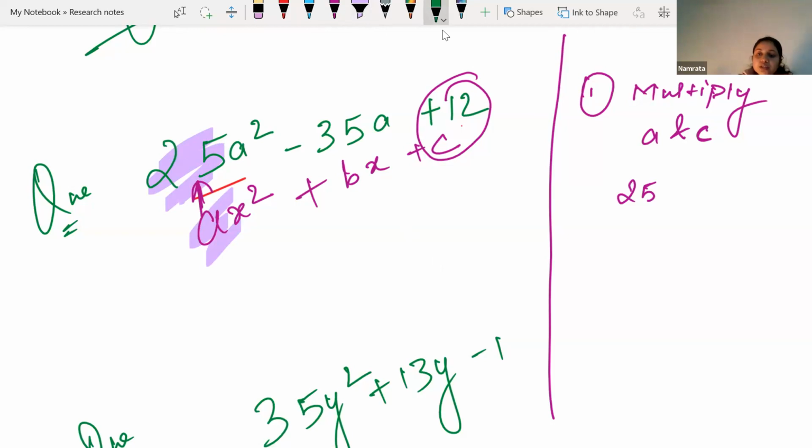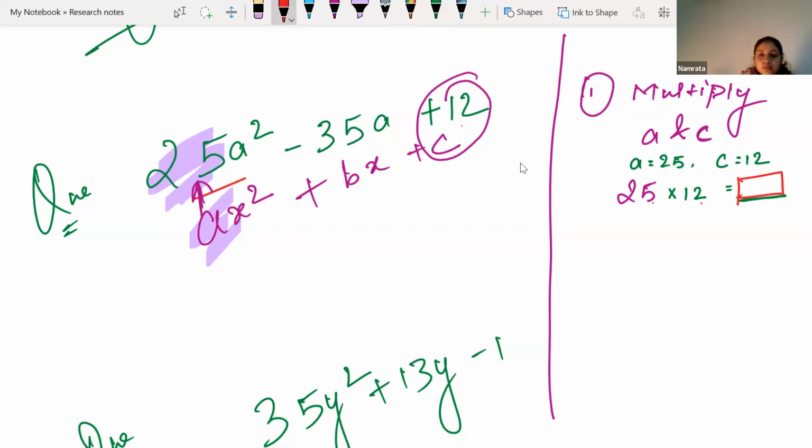So first thing first, we have to multiply a with c. Our a is 25, our c is 12, as we can see in the question itself. So we will be doing the multiplication. After the multiplication, whatever value you get, break it in such a way that after breaking the factors, we will get 35a. What exactly am I saying? It's not making any sense. Let me show you. 25 into 12, we will be doing the multiplication. A bigger number we will get, that we need to factorize. So rather than multiplying and then factorizing, directly I am going to factorize it.